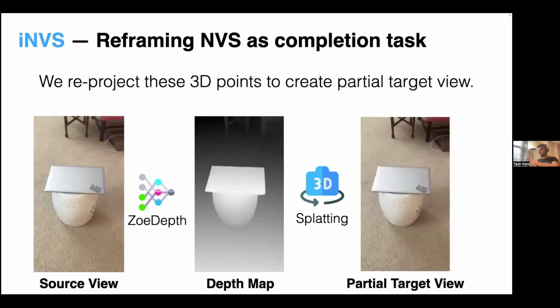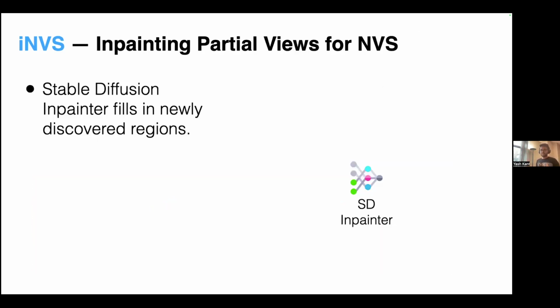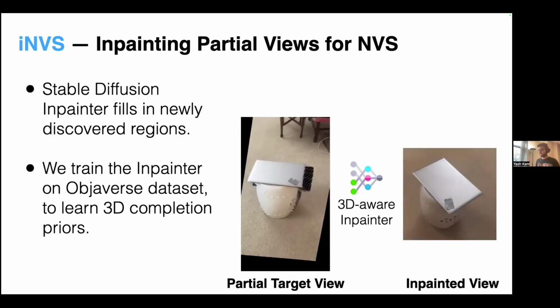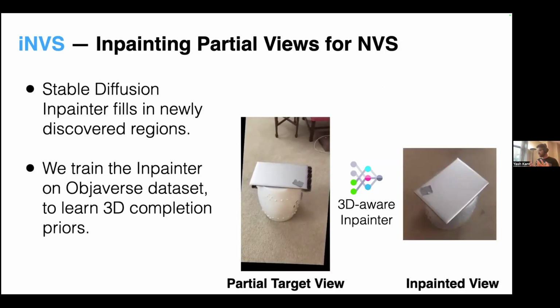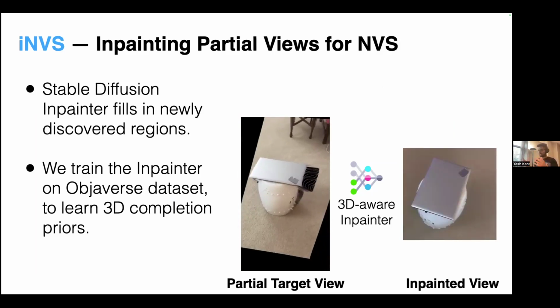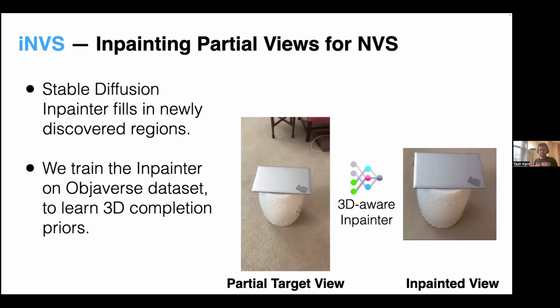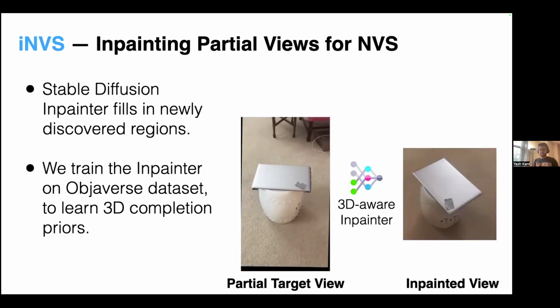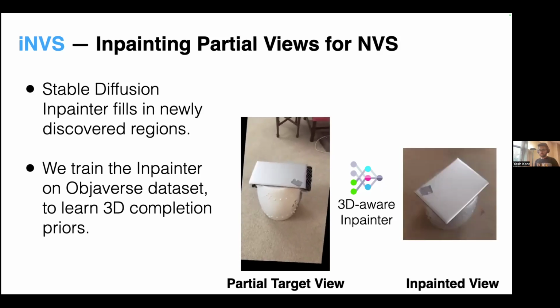So once we get these partial views, the task that remains is that we want to take this partial view and just inpaint it to generate the final image. And for that, we use a Stable Diffusion inpainter. However, Stable Diffusion inpainter is trained to generate only 2D front-facing views, but we want to generate something that is consistent in all viewpoints in 3D. And for that, we train the inpainter on this Objaverse data set to learn 3D completion priors.